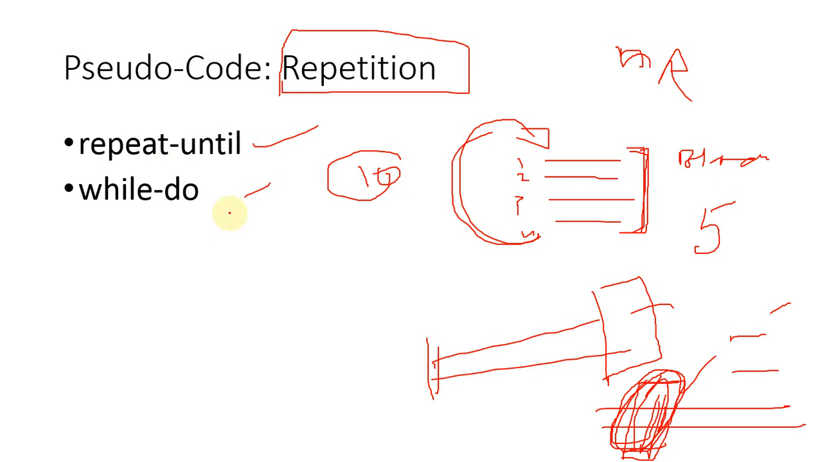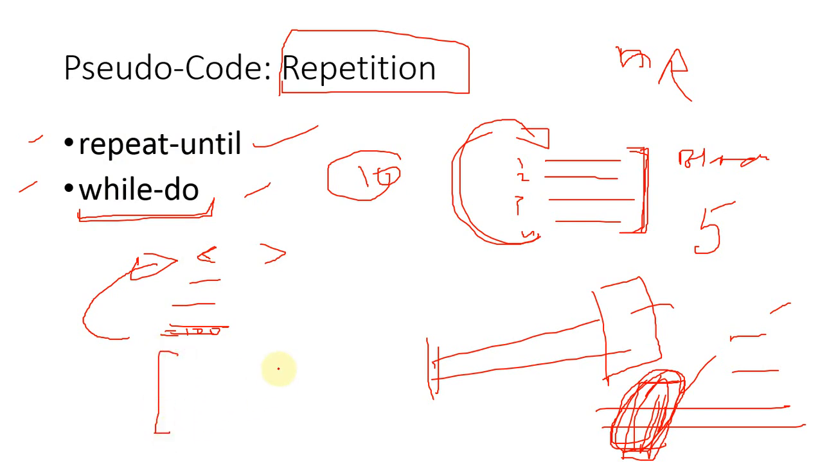While condition, repeat until. Repeat until means until the value reaches a particular thing, you need to do it, say until the value reaches 100. While do means as long as the condition is true, you need to execute this. Both repetition structures have the same intention, but the condition will be different. While has the condition at the initial block. Repeat until has the condition at last.